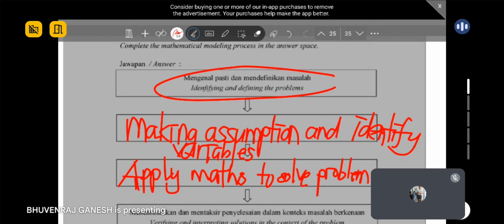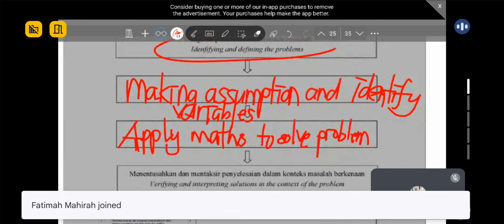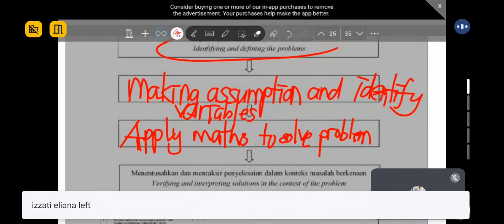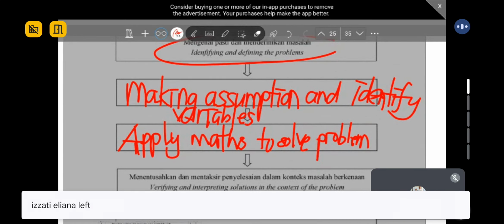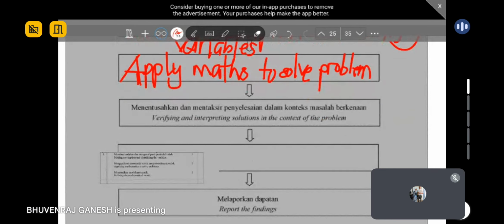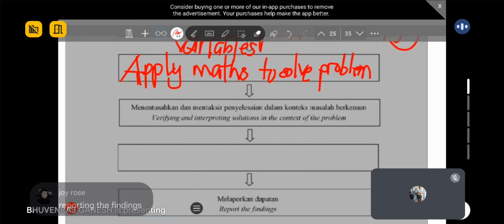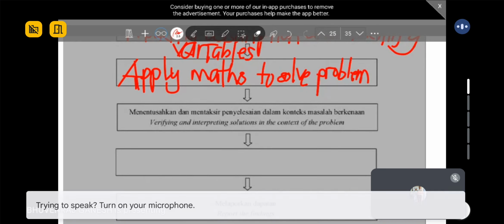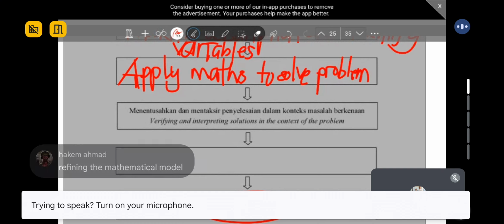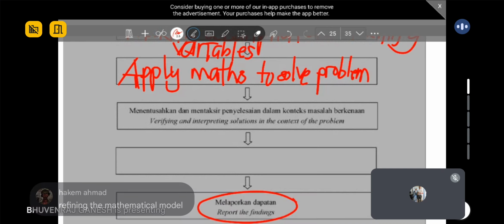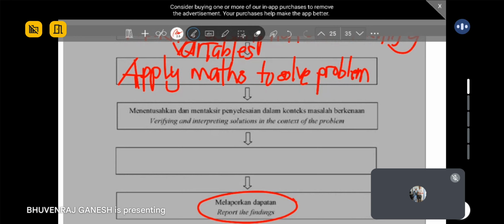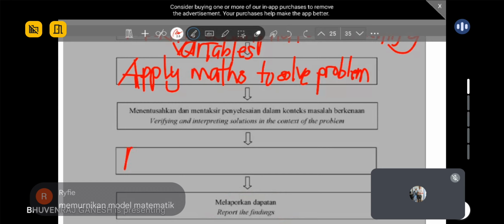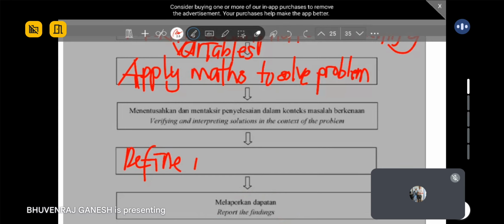And then the fourth step, they already give you. Langkah 4 sudah diberi. So the fourth step is verifying and interpreting the solution in the context of the problem. Yes, betul. Alright. So then, what is the fifth step, guys? May I know? Anyone? Sorry, langkah kelima, bukan ketiga. The fifth one, the last one, is report the findings. Selalu ingat yang akhir, guys, tu melaporkan dapatan. Sebab kamu dah collect semua, kamu akan lapor kat akhir. You'll always report at the end. Yes, correct. Refining the mathematical model. Kalau BM, memurnikan model matematik.